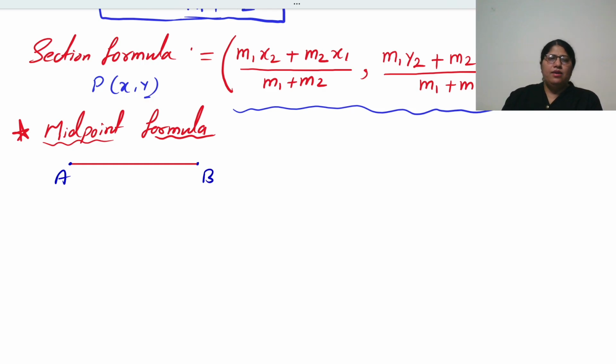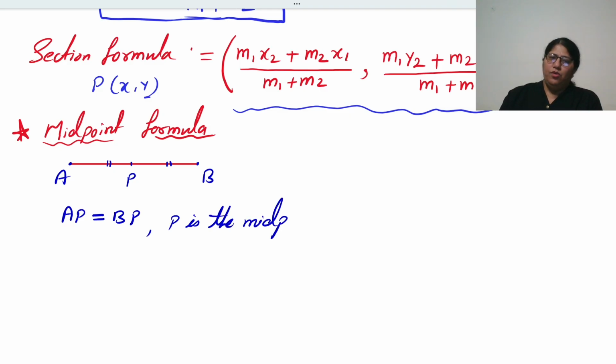Now this is line AB. Midpoint means P is now going to be the midpoint of AB. That means this part is equal to this part. So AP is equal to BP, right? That means P is the midpoint of AB, right? Now my coordinates are the same. The coordinates of A are x1, y1, the coordinates of P are x comma y, and the coordinates of B are x2, y2.